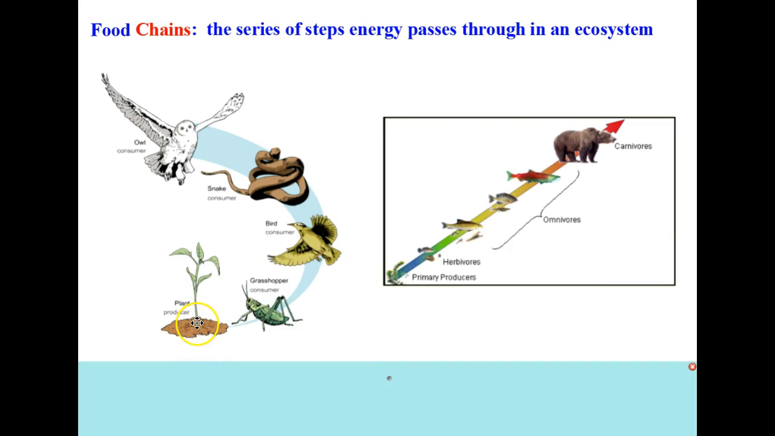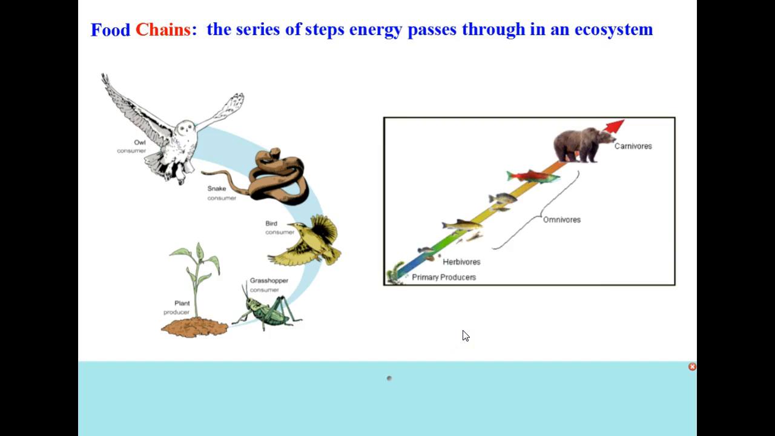We have a plant, which would be a producer, consumed by a grasshopper. The bird eats the grasshopper, the snake captures and eats the bird, and the owl captures and eats the snake. The plant would be a producer, the grasshopper would be a primary consumer, the bird would be a secondary consumer, and the snake and the owl would be tertiary consumers.